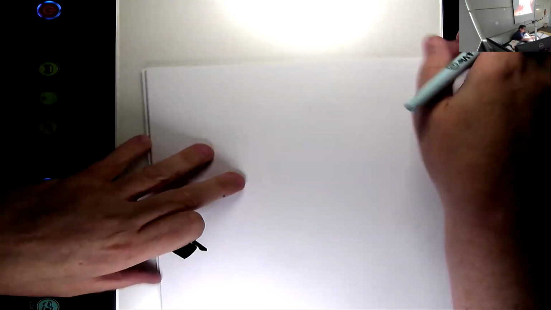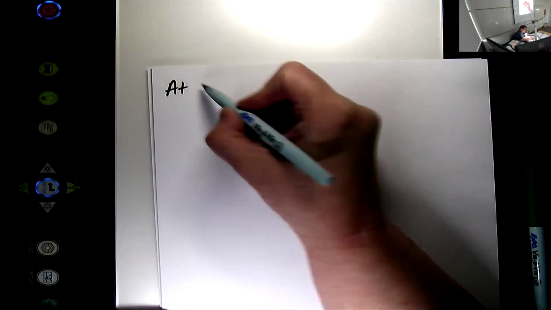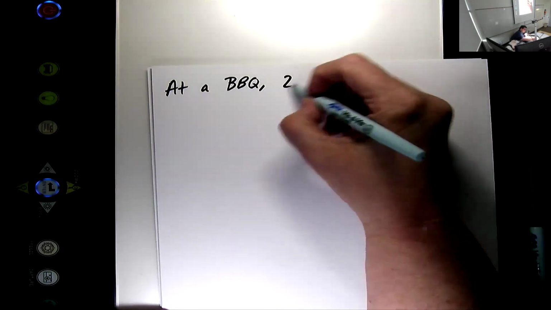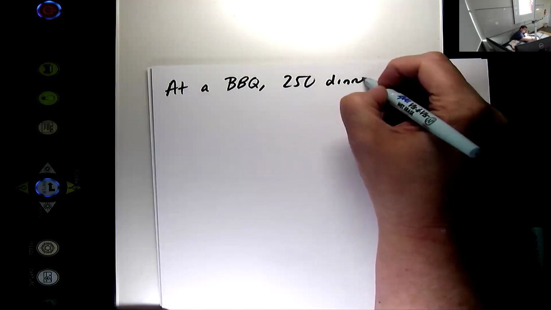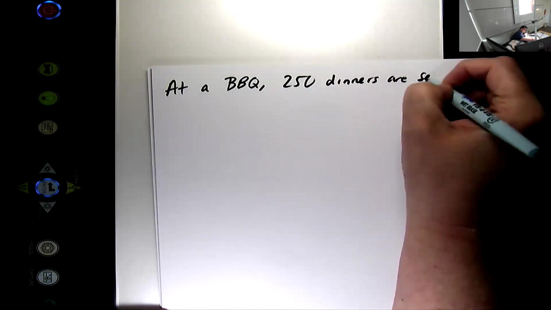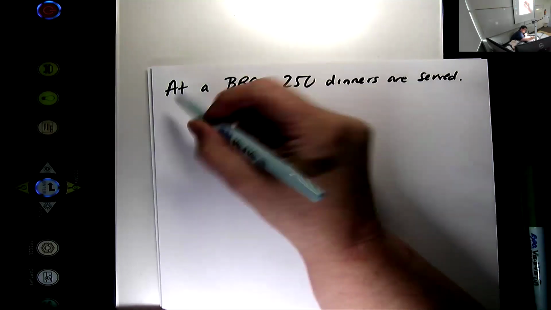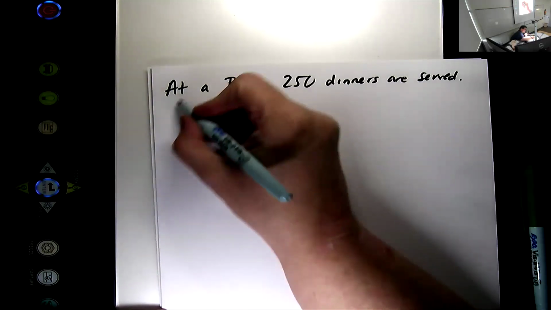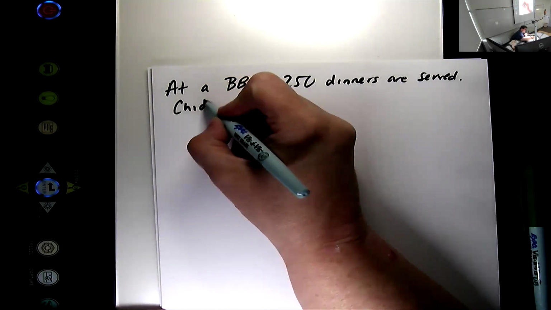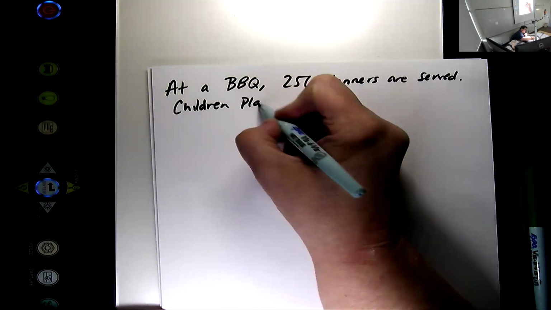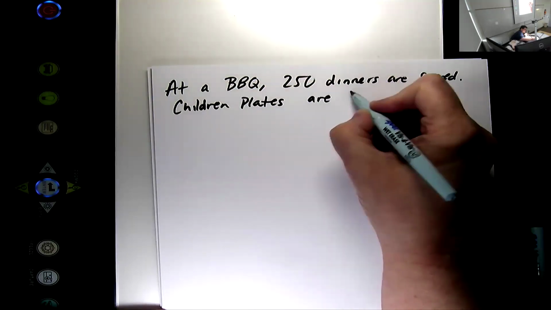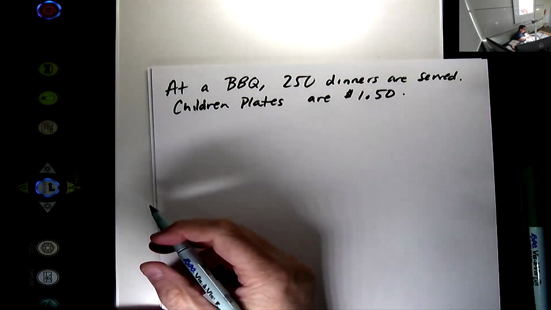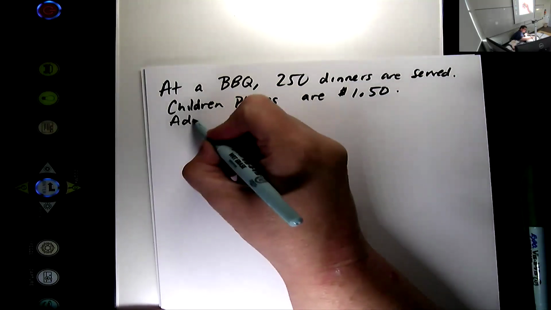So, at a barbecue, 250 dinners are served. They knew they were gonna make 250 dinners, they planned it ahead of time. Children plates are $1.50, which is unreasonable, but just to keep the numbers light, we're gonna go with that. Adult plates are $2.